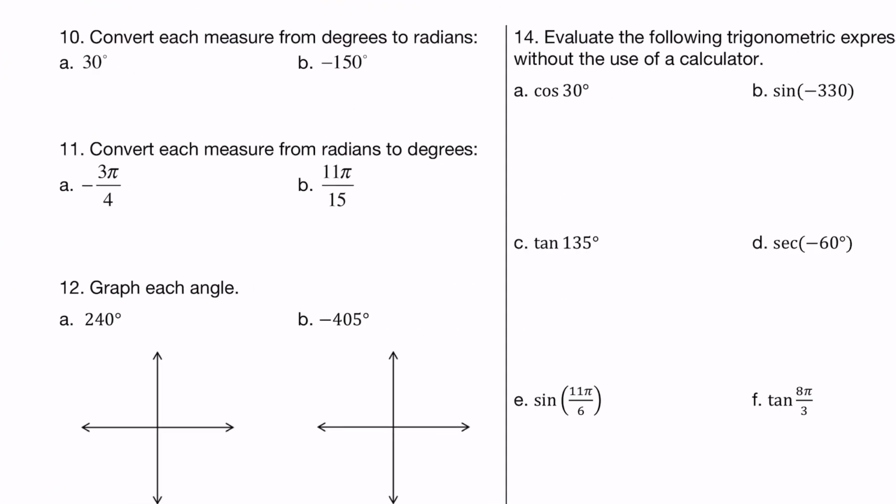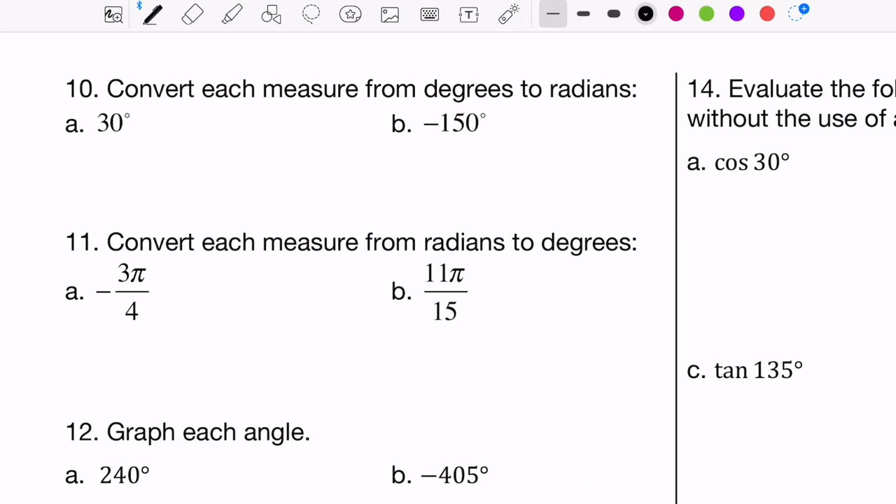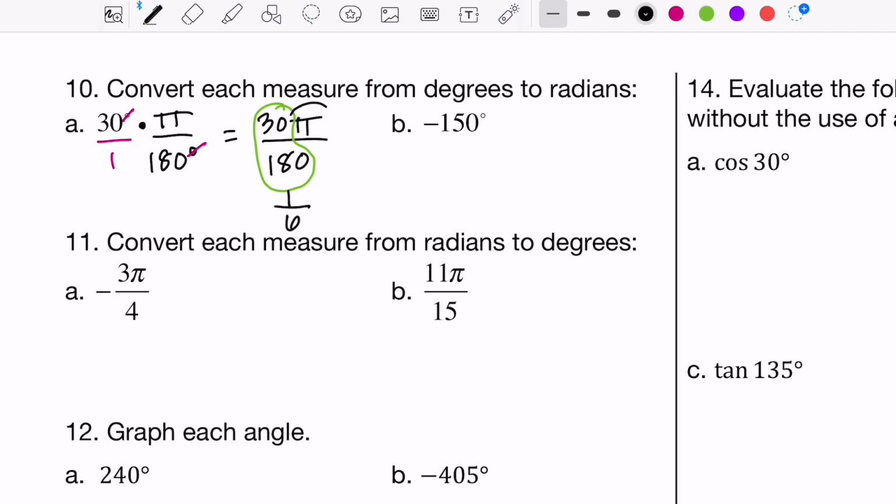Alrighty, let's flip this over. So this first one says convert each measure from degrees to radians, and that's where we've used that formula, pi over 180 degrees. The degree symbols cancel out, and just a friendly reminder, when you're multiplying fractions, you multiply tops over bottoms, and then we're going to take this piece and plug it into the calculator, and it's going to tell us that that is 1/6, but we still have the pi, so it's 1/6 of pi or pi over 6.